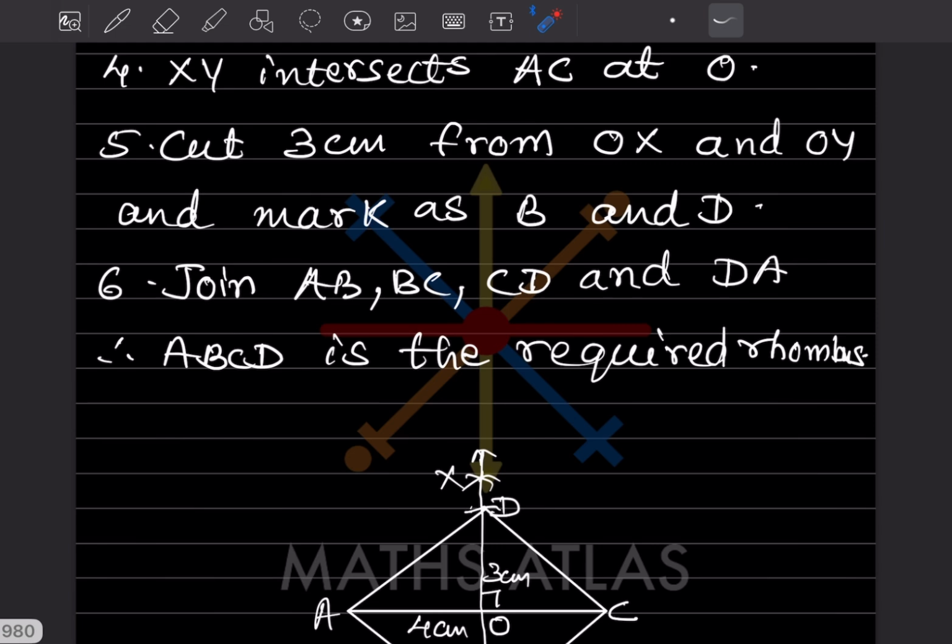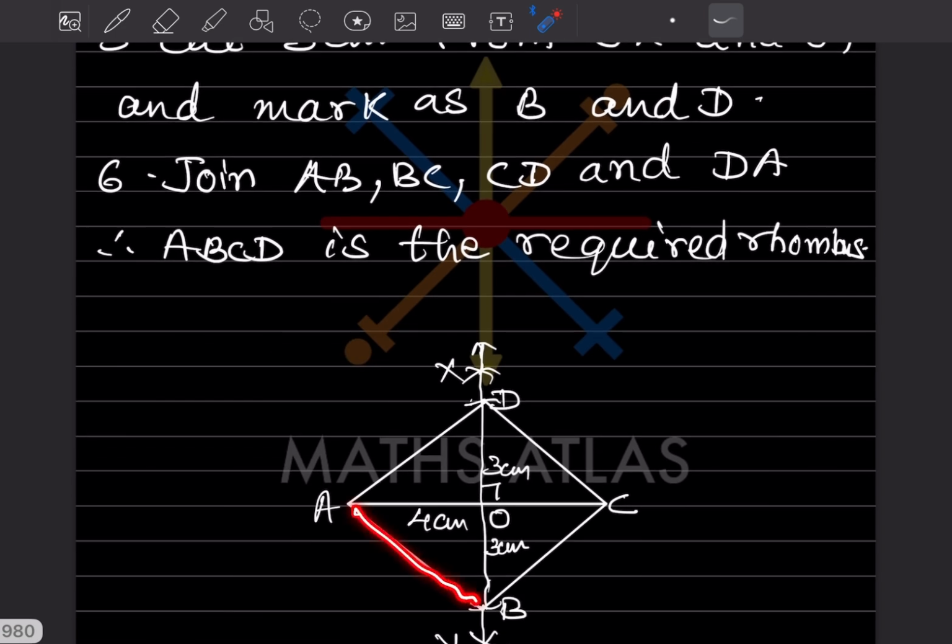Then you will join this part AB, because you got this point, then BC, then CD at this point, and then DA. So ABCD is the required rhombus.